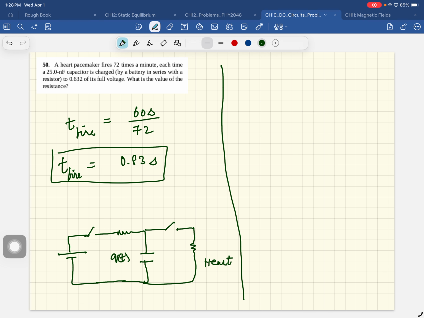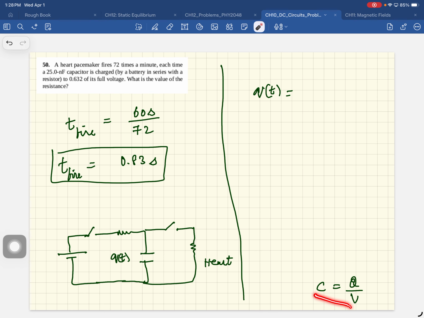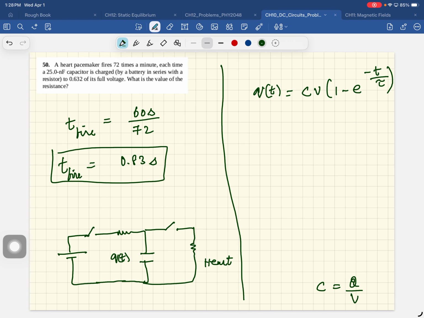So go check your notes. Q(t), the maximum charge, here's how you remember the maximum charge. For a capacitor, capacitance and voltage are related like that, so the maximum charge is C times V. Q(t) equals C times V times (1 minus e to the power of minus t over tau). Tau is the time constant, RC. This is the resistance of the heart? We're not worried about that part of the circuit. We're only worrying about this part of the circuit. All right, so what do they say?